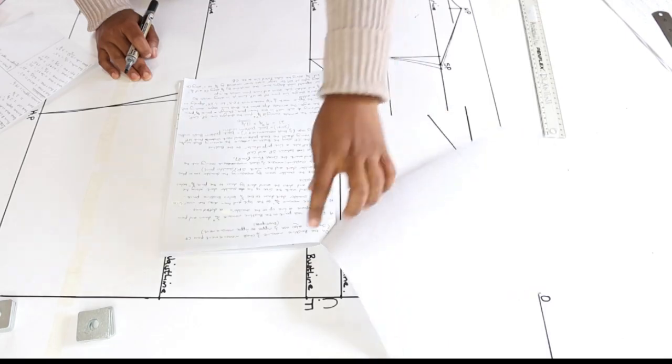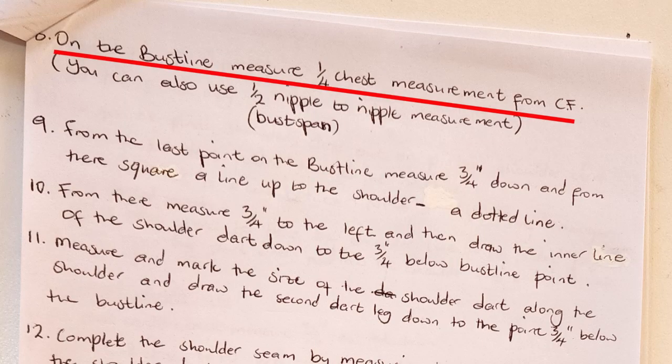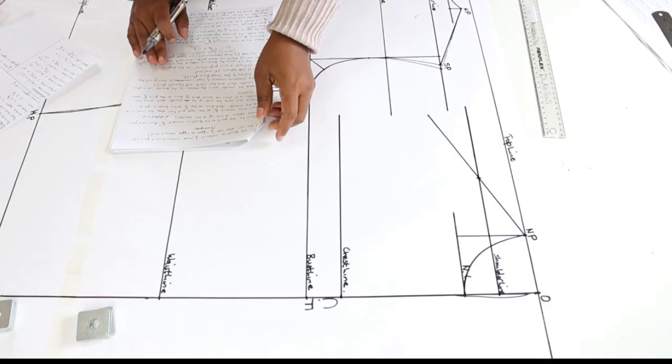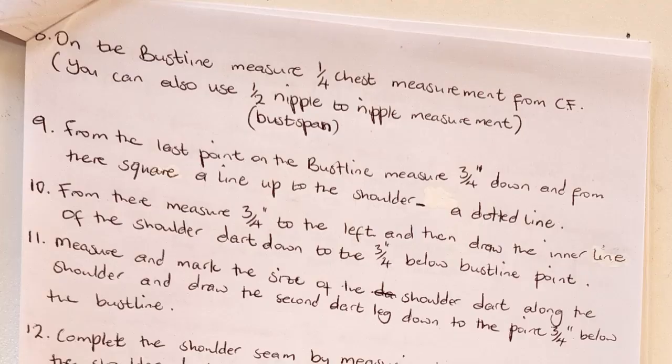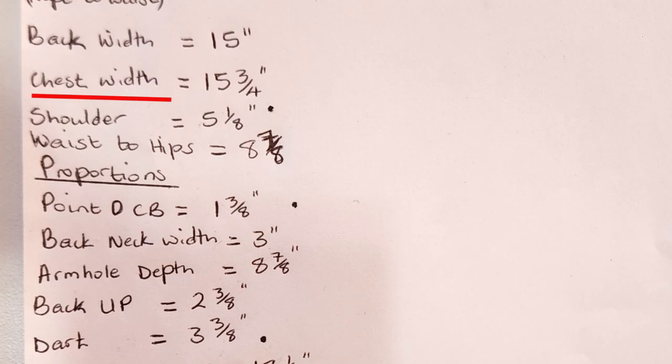Then we continue. We come back to the bust line. We are going to measure 1/4 of the chest measurement. This is the measurement that we are going to use when we are making the waist dart. I've put in brackets that you can also use half the nipple to nipple measurement. So 1/4 of the chest measurement.